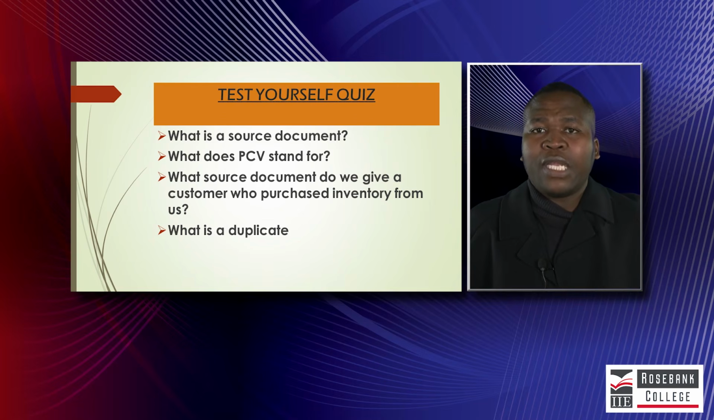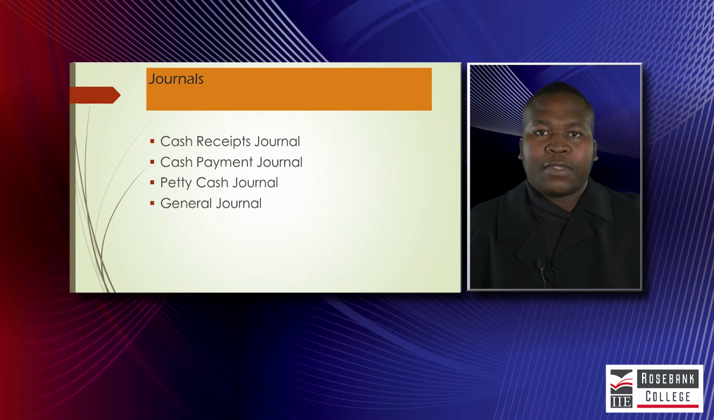Before we continue with the lesson, here is a quick test yourself quiz. What is a source document? What does PCV stand for? What source document do we give a customer who has purchased inventory from us? What is a duplicate? In this learning unit, we will be discussing cash journals together with general journal.